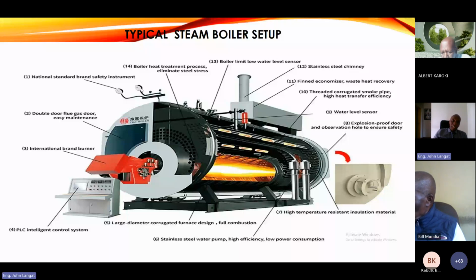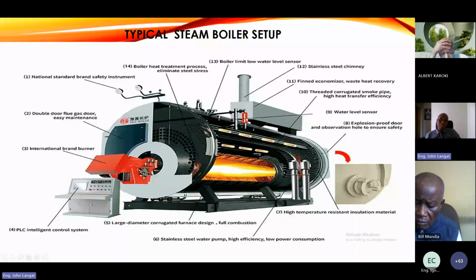Then you have the temperature gauge here. So the temperature is telling you what the temperature of the fluid is, but with pressure and your steam table, you should be in a position to know what temperature your boiler is at. Then we have level controls here. That is number 9. If I can move the cursor here, we have the level controls here.